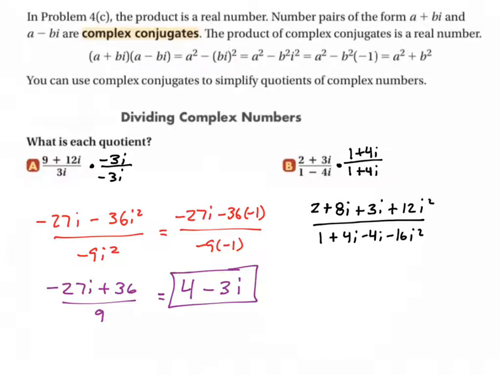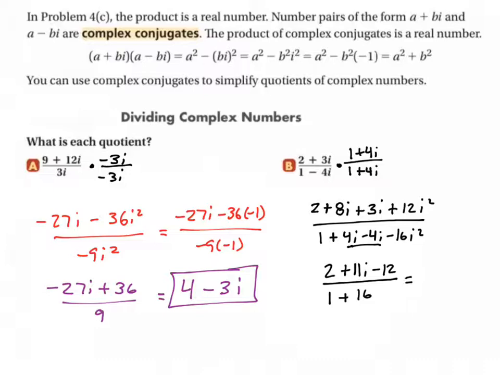All right, so then we just want to clean up the top and the bottom to see what we're left with. So we've got 2 plus 11i, and then we know that this becomes negative 1, so this becomes minus 12. Still got some work to clean up there, but for right now, this is okay. On the bottom, we've got 1. The i's here cancel, and then this becomes 16 times negative 1, so that becomes plus 16.